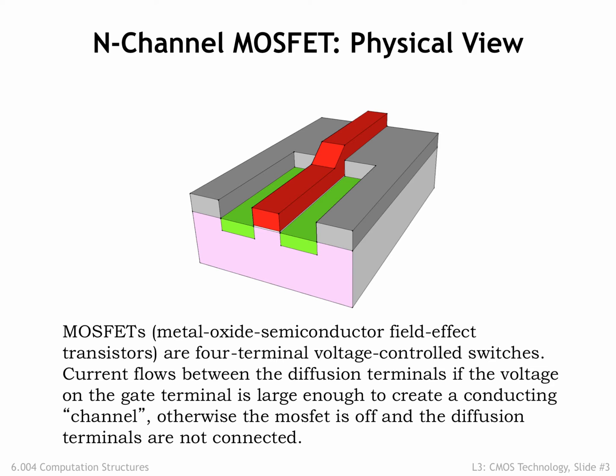This dimension is so small that MOSFETs can't be viewed using an ordinary optical microscope, whose resolution is limited by the wavelength of visible light, which is 400 to 750 nanometers.